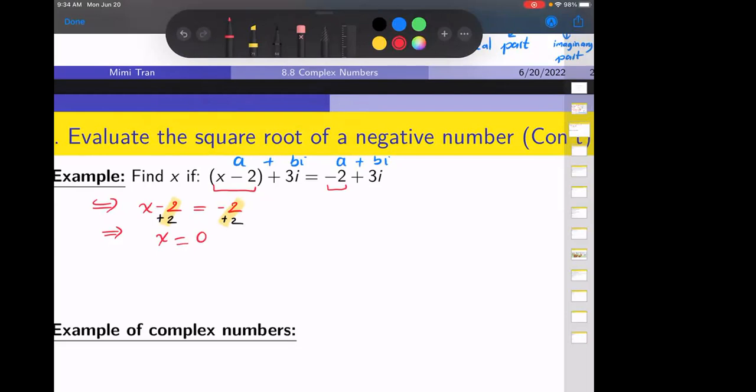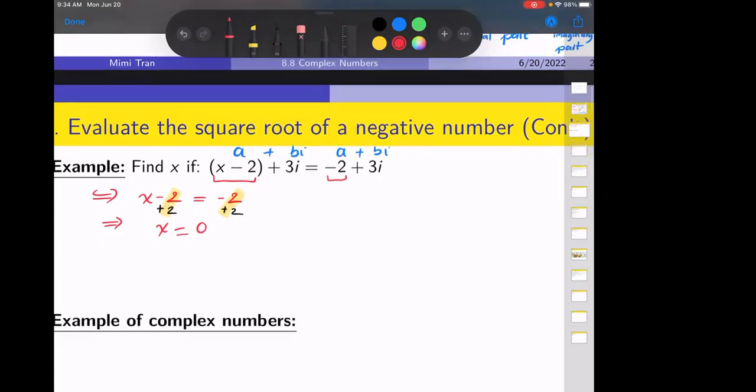Makes sense, right? If you plug in 0 for x, what do you got? Negative 2 plus 3i equals negative 2 plus 3i. It makes sense, right? And we don't have to do the imaginary part. So let me draw a conclusion. So that conclusion is this.